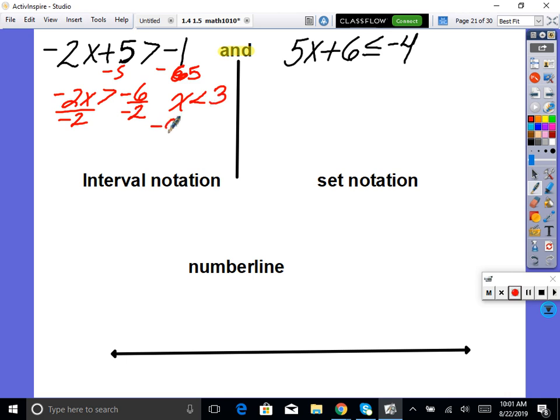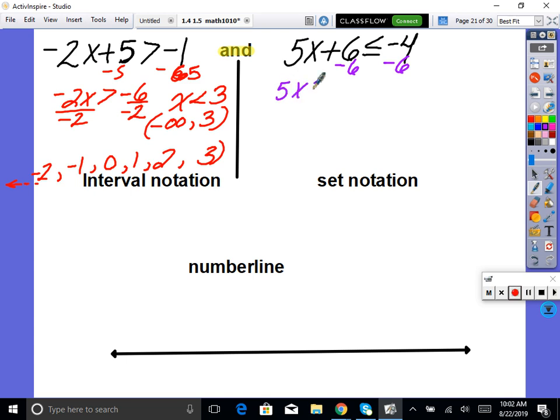That would be -infinity up to 3, parenthesis, parenthesis. Giving yourself a visual if you need. So we started up at 3, then we're going down. So 2, 1, 0, -1, -2, forever. Okay, let's do this one. Subtract 6. 5x is less than or equal to -10. Divide by 5. X values less than or equal to -2. So then it's going this way, isn't it?